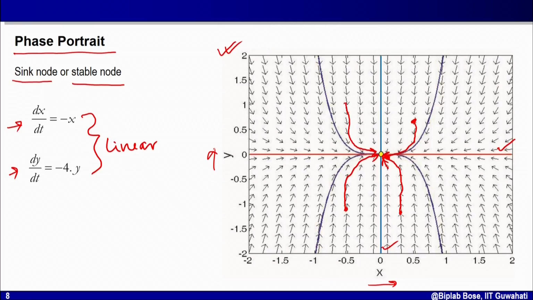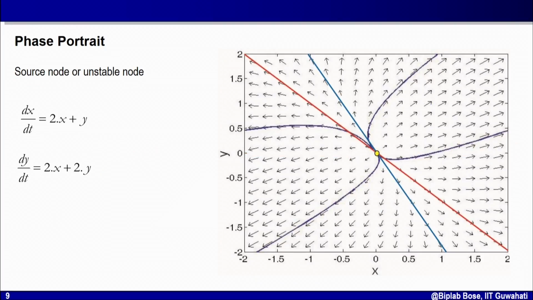I can have the opposite one also, that will be unstable. So look at this phase portrait here. This phase portrait is coming from the ODE dx/dt equal to 2x plus y and dy/dt equal to 2x plus 2y. Just for an example, I have taken these ODEs. So for this system of ODEs, if you draw the phase portrait, you get this type of figure.